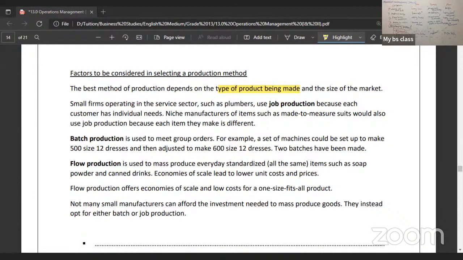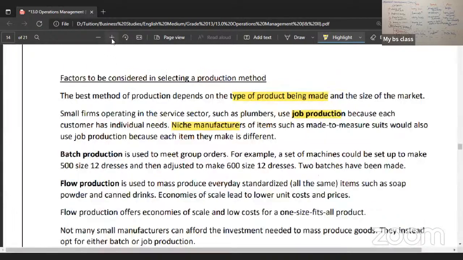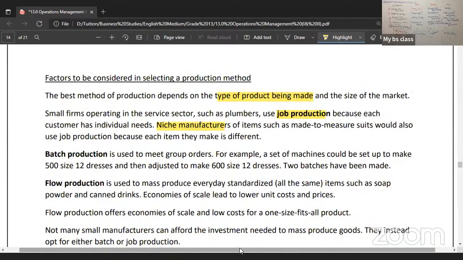Small firms, and then you have to think about the capacity or the market size. So small firms operating in the sector will usually use job production. Right? And also the niche manufacturers. Now, what do you mean by niche manufacturers? You see a small market there which has not been fulfilled yet. Right? We'll be talking about the niche market in the marketing lesson.